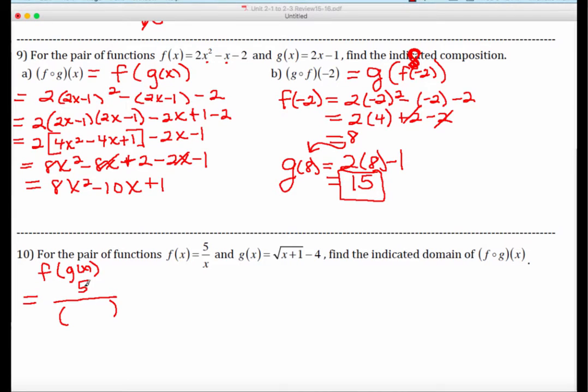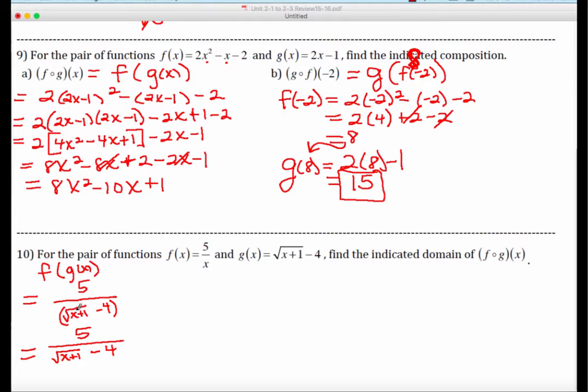So we are getting f ready to substitute in g. F is 5 over x, and in for that x we're putting in g, which is the square root of x plus 1 minus 4. And then if I were to clean that up, I would just remove parentheses, and you would have 5 over the square root of x plus 1 minus 4, just like that. And then the domain is going to be the domain of my composite function, and then including any domain restrictions from the inner function, which was g of x.